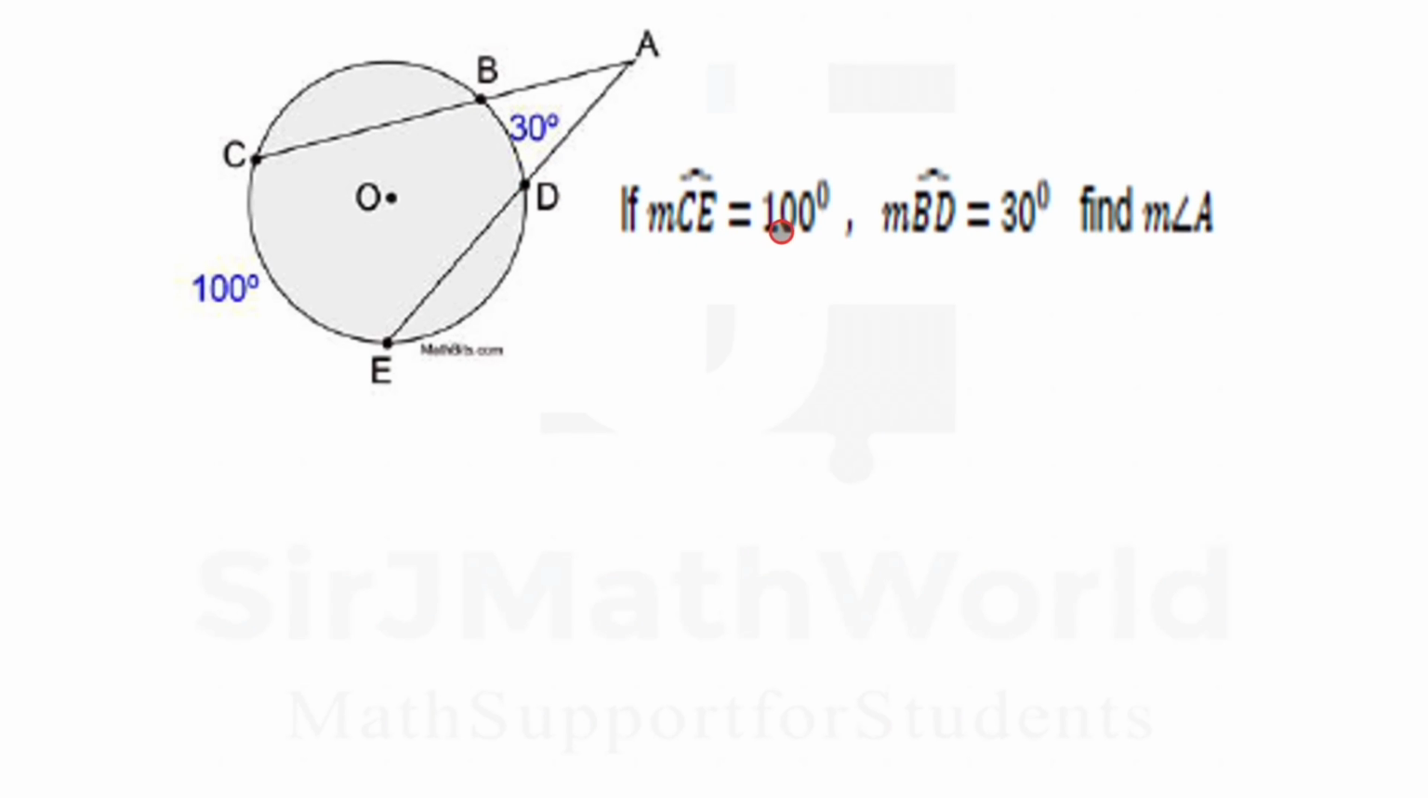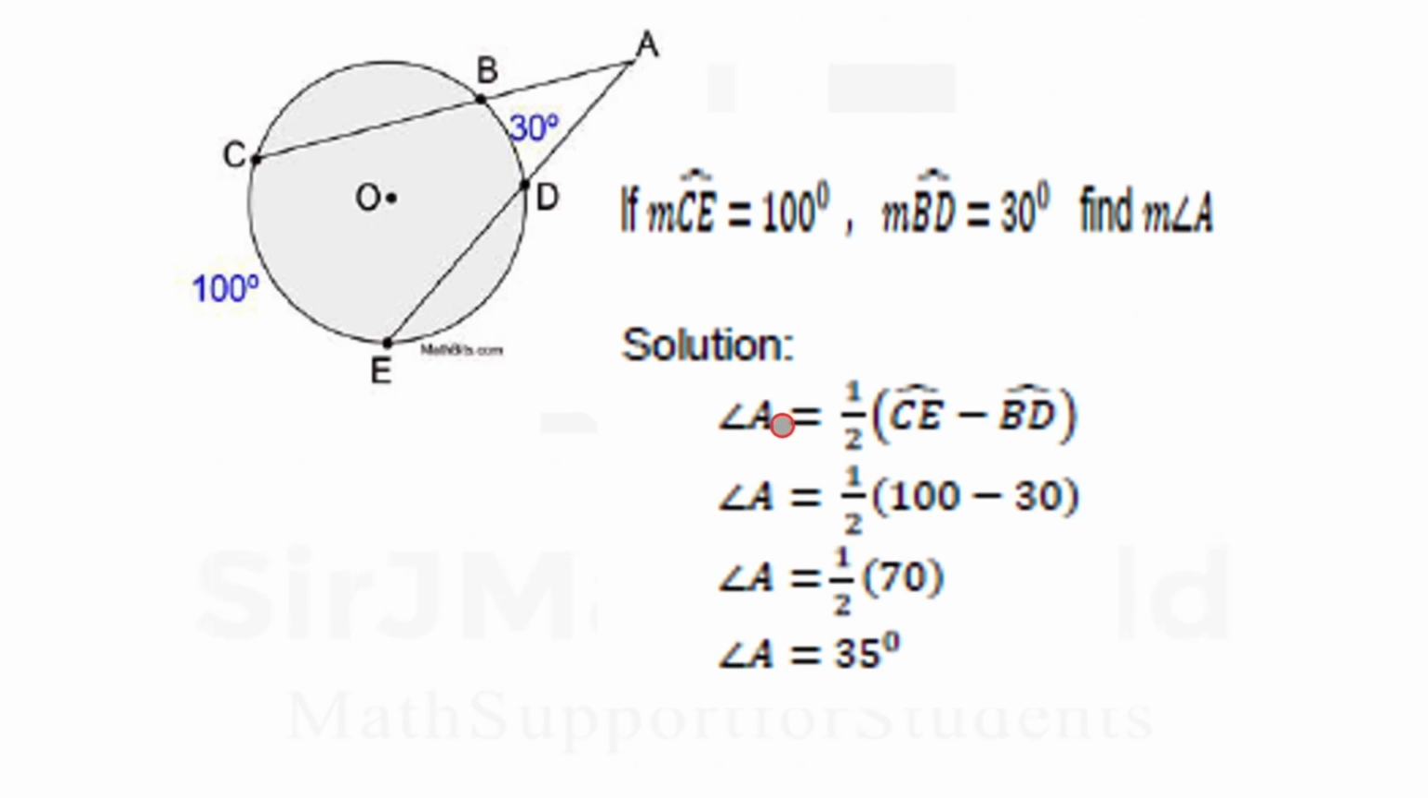So if CE is 100 degrees and BD is 30 degrees, we have to find this angle A. The solution is angle A is equal to 1/2 of CE, this is the outer, minus BD, this is the inner. So the outer is 100 degrees, or 100 minus 30. CE is 100, then BD is 30. So 100 minus 30 is 70. Then multiply by 1/2, that's 35, or 70 divided by 2, the answer will be 35 degrees, or the angle A is equal to 35 degrees.